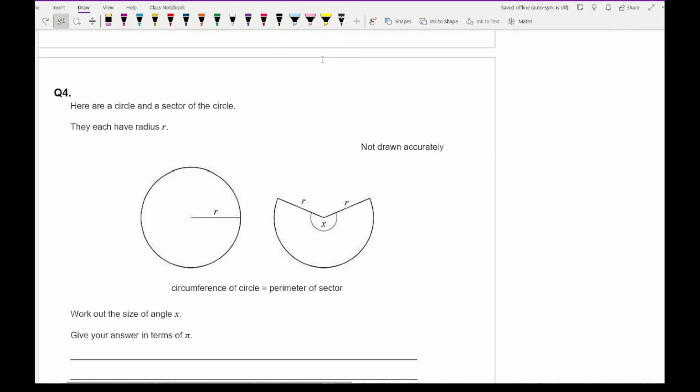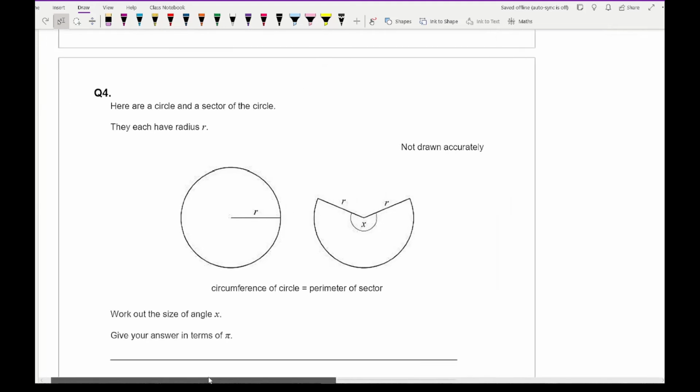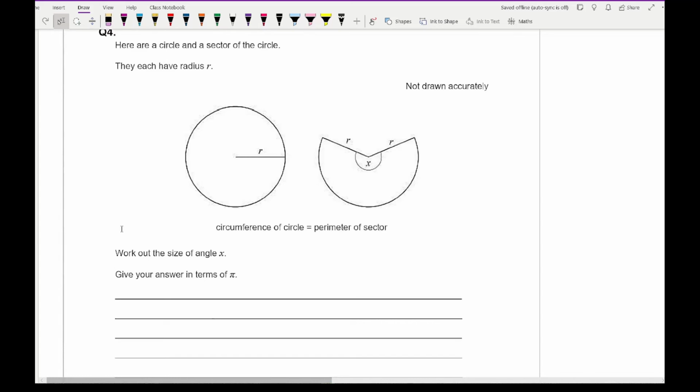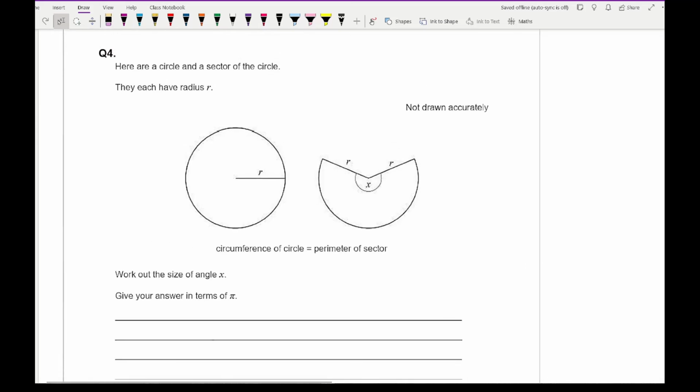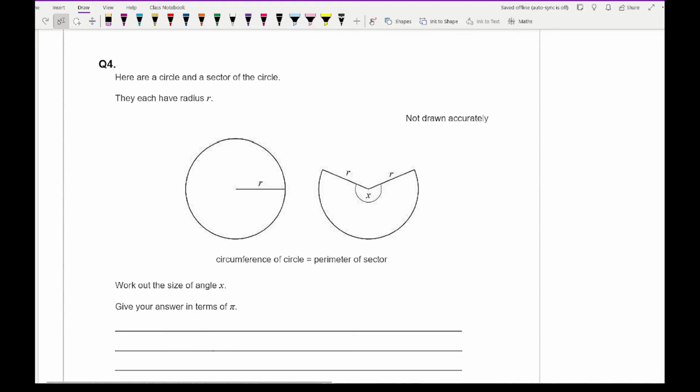Moving on to question 4, it says here is a circle and a sector of a circle, and they all have a radius of r. The question is asking us to work out the size of x, given that the circumference of the circle is equal to the perimeter of the sector. So let's have a look at working out the circumference of the circle.